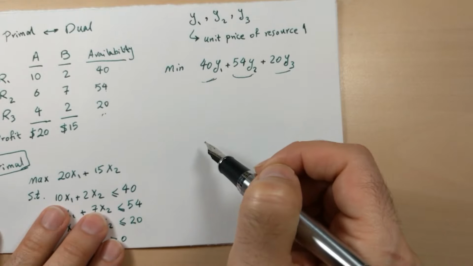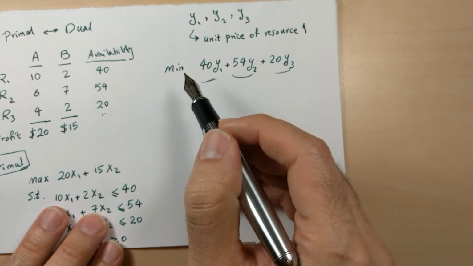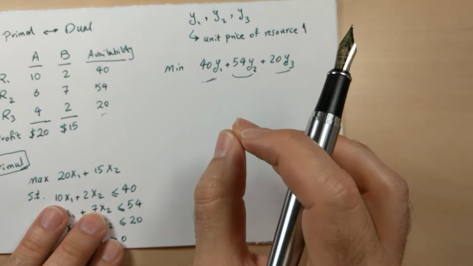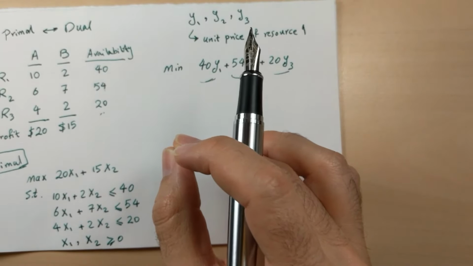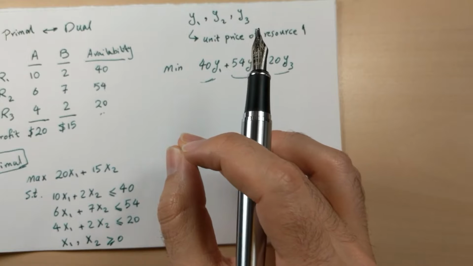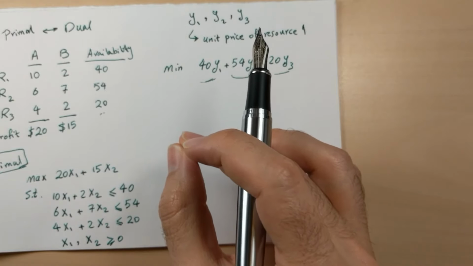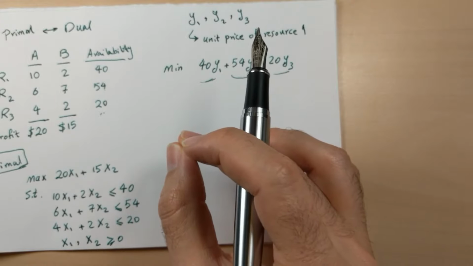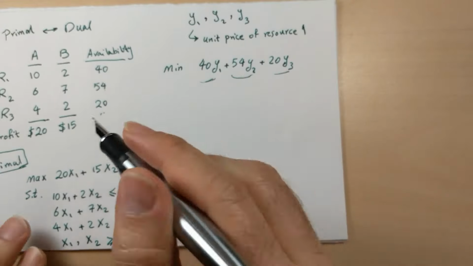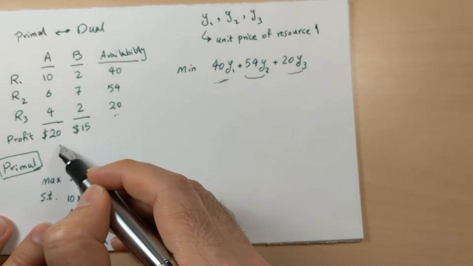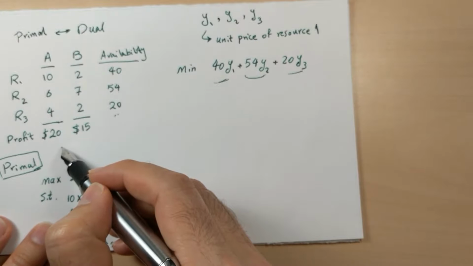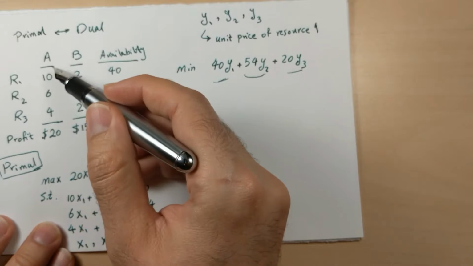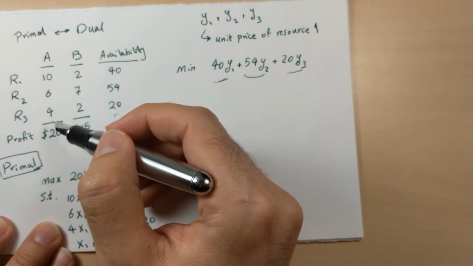Let's talk about its constraints. The condition is that the original company will earn at least as much income as when it operates the production facility itself. Since the market value, the selling price for product A is $20, the company should earn at least $20 by renting out resource 1, resource 2, and resource 3.